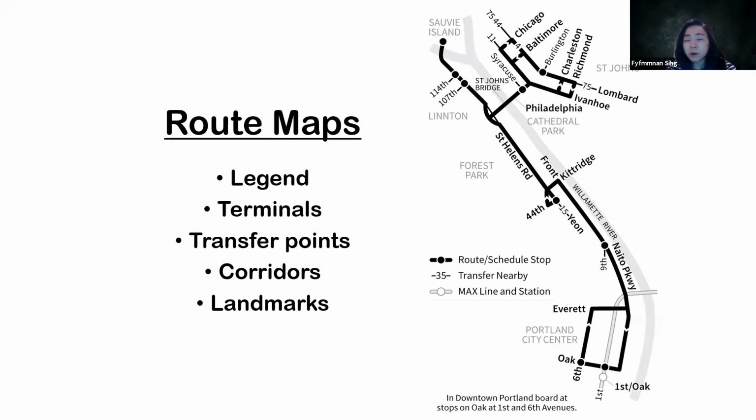And lastly, landmarks. Landmarks, similar to what we've discussed before, could be any extra information that we see just from the route map: neighborhoods, cities, not necessarily just individual buildings. On this particular map, we see a bunch of connections to different neighborhoods. For example, Portland City Center, Forest Park, Linnton, Cathedral Park, etc.